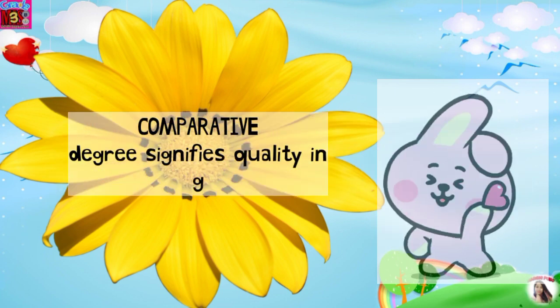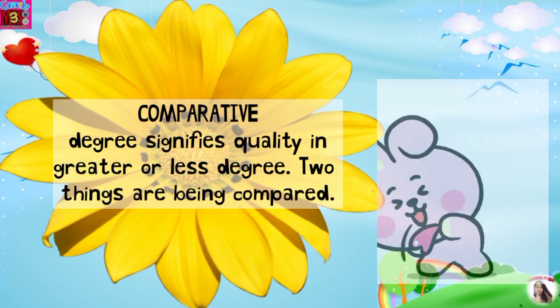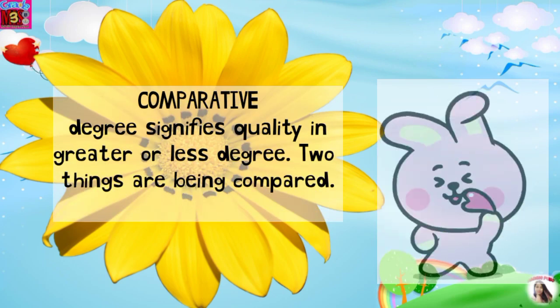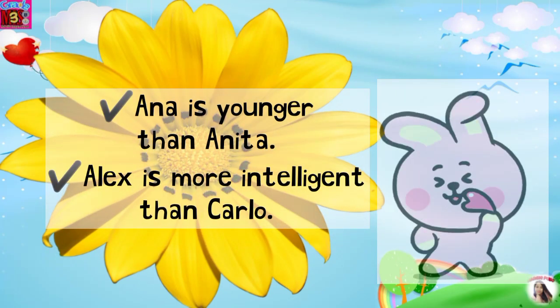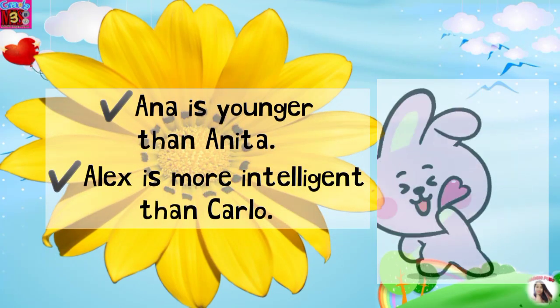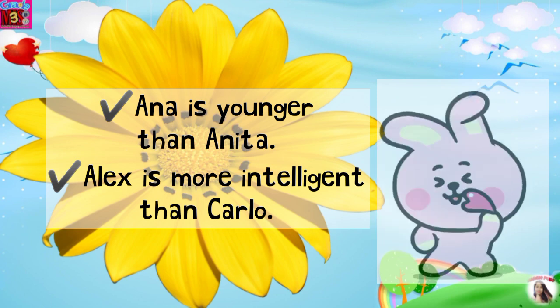The comparative degree signifies quality in a greater or less degree. Two things are being compared. Example, Anna is younger than Anita. Alex is more intelligent than Carlo.